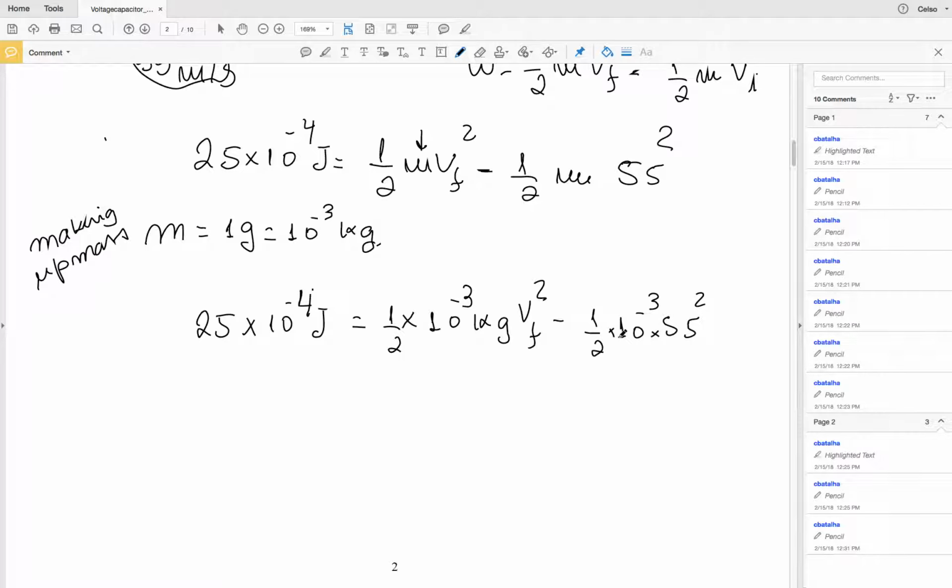Okay? And then the rest is pretty much calculation. So you take this quantity here, you add this quantity to both sides of the equation, and then you cross multiply 2 divided by 10 to minus 3, take the square root, and then you have your speed.